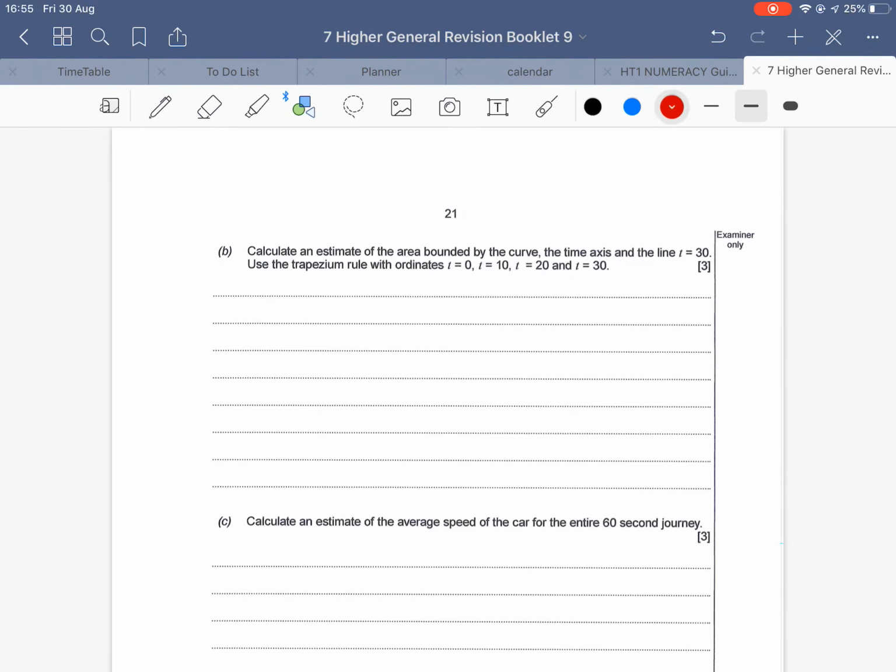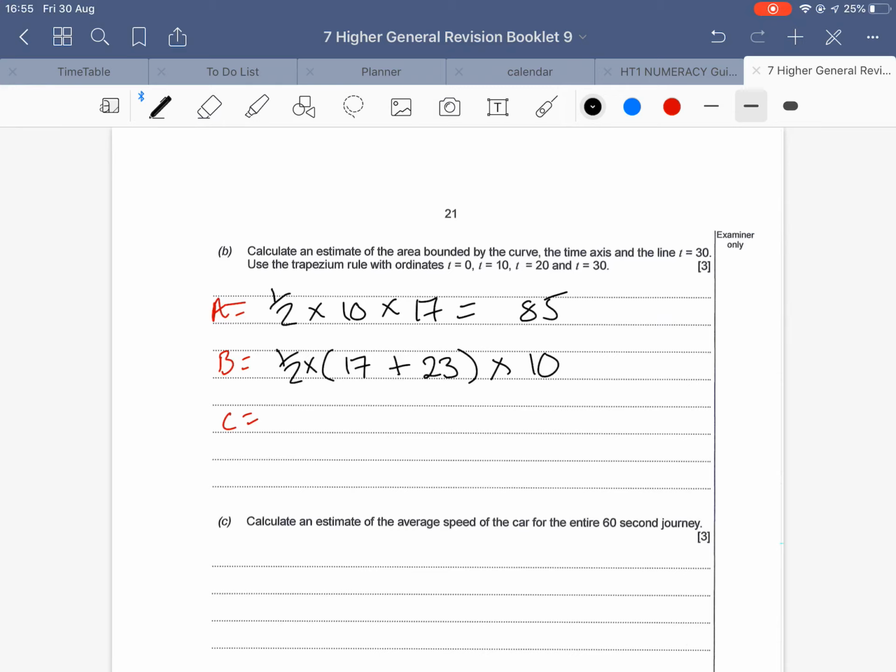So for A, I'm just going to write them down. A is going to be a half times the base 10 times the height, 17, which is 85. For B, you've got a half trapezium, so top, which was 17, add, I read that across as 23, times by the height, which is 10, got 200. And for C, a half times 23 plus 25, so it's just the two heights of the side ones, times 10, which is 240. Add them all up, we get 525.